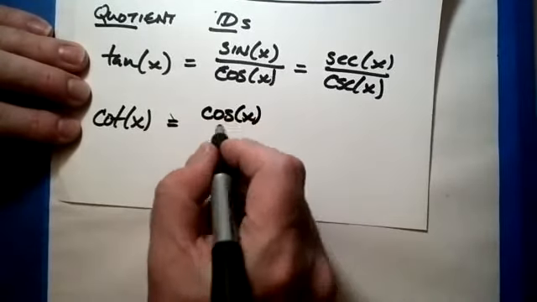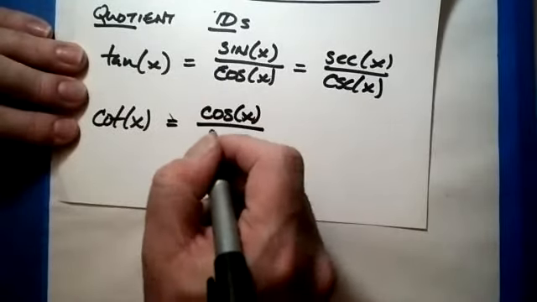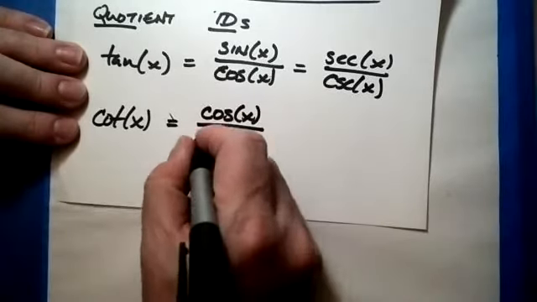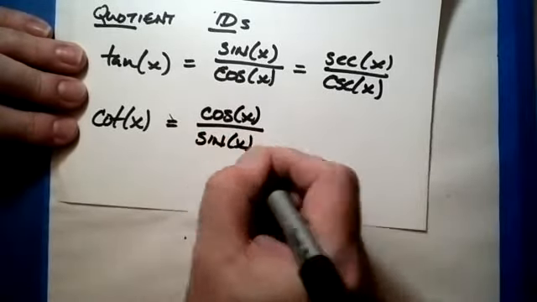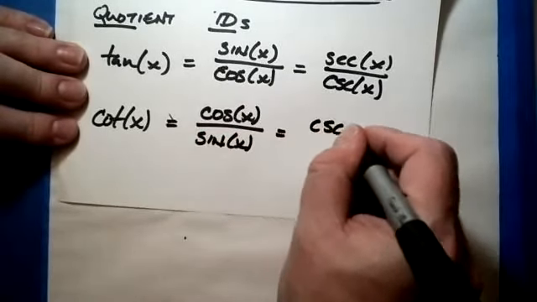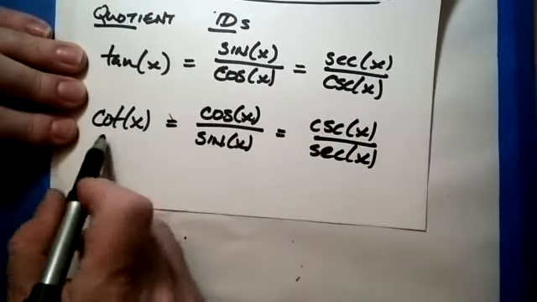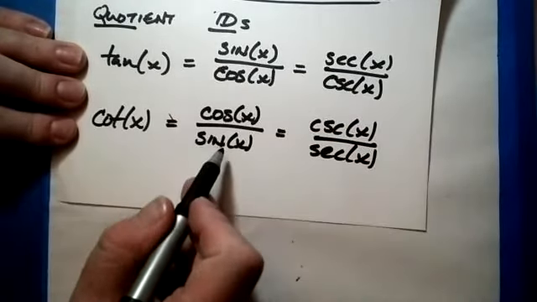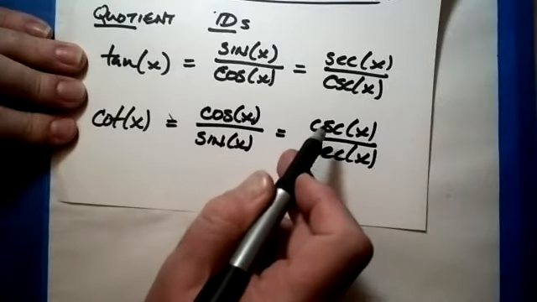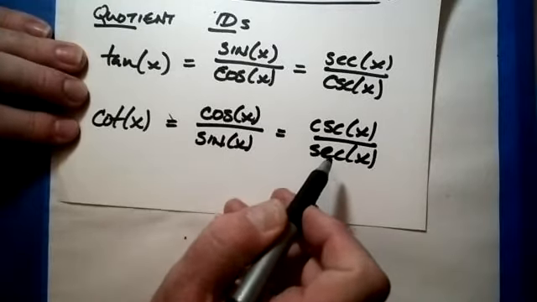So remember, because cotangent is the reciprocal function of tangent, we're just going to exchange numerators and denominators and come up with some very similar looking identities. So here we have cotangent of x is equal to cosine of x over sine of x, which happens to also be equal to cosecant of x over secant of x.